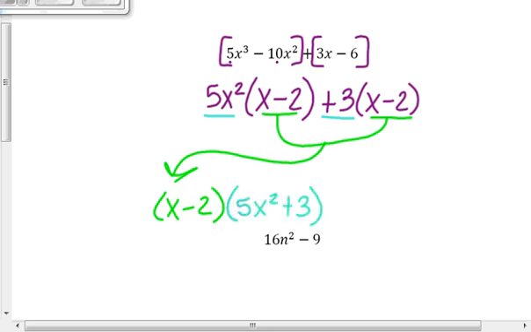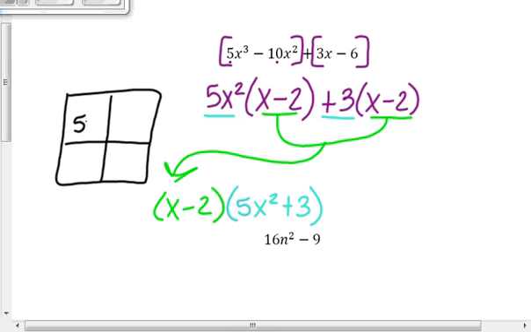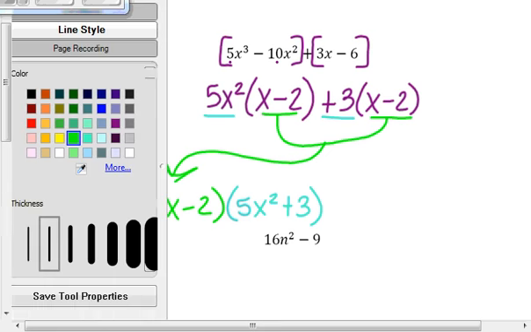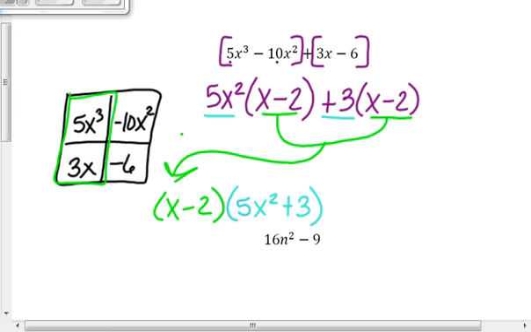Again, you can always use the box method for this as well. First term in the first box, last term in the last box, and put the other ones in the other boxes. Again, it doesn't matter which order. So GCF of the first column is x. GCF of the second column is negative 2. Remember, follow the leader. GCF in the first row is 5x squared. GCF in the second row is 3. And again, you should get the same answer that we did before.